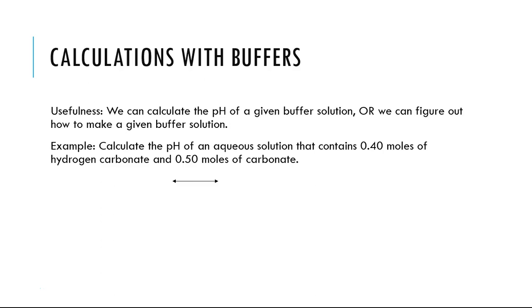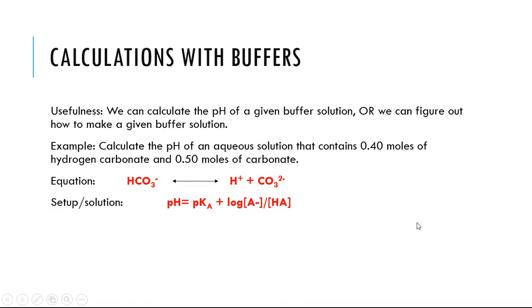So for example, let's calculate the pH of an aqueous solution that contains 0.4 moles of hydrogen carbonate and 0.5 moles of carbonate. So our equation would be the hydrogen carbonate, which is acting as a weak acid here, and the carbonate, which is its conjugate base. And note this is a double-sided arrow because, again, this is an equilibrium system. So we would start with our Henderson-Hasselbalch equation. We can find the pKa from the data booklet, and then we just have to take the log of the conjugate over the original weak acid, and we would get that the pH is 10.4.